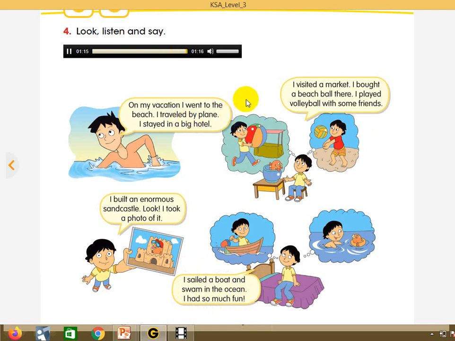So, he told us about his last vacation last year using the past simple tense. The past is the second form of the verb. He said, I went to the beach. I traveled. I stayed. I visited. I bought. I played. I built. I took. I sailed. I swam. I had. So you can write what he did on the vacation in the next exercise.